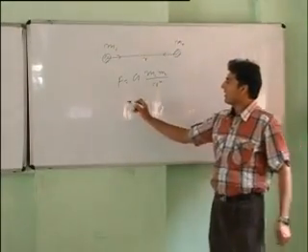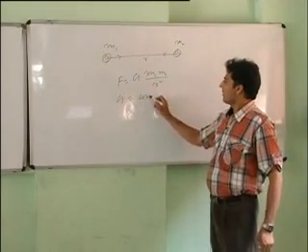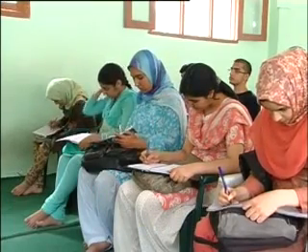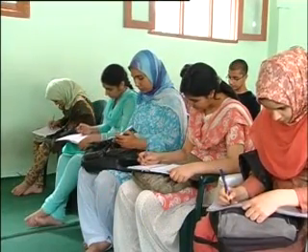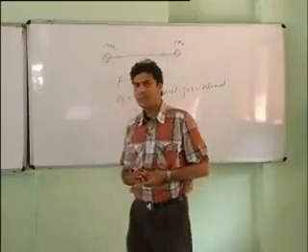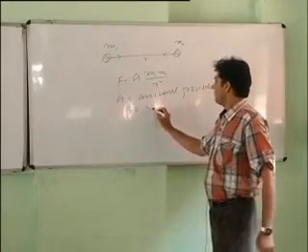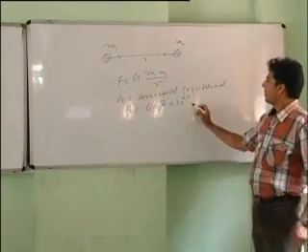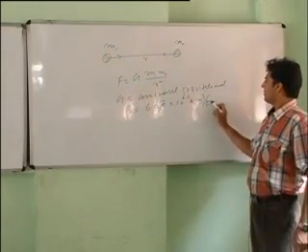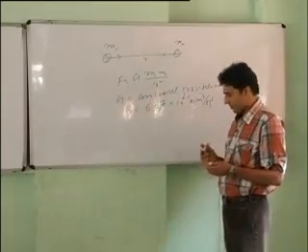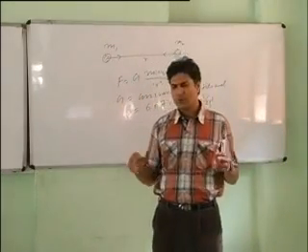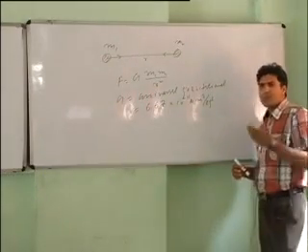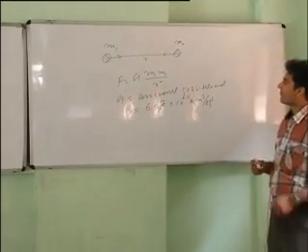G is called the universal gravitational constant. Its value is very small, that is 6.67 into 10 raised to power minus 11 Newton meter square per kg square. That is why the gravitational force between any two bodies is extremely small. The gravitational force is the weakest possible force in the universe.